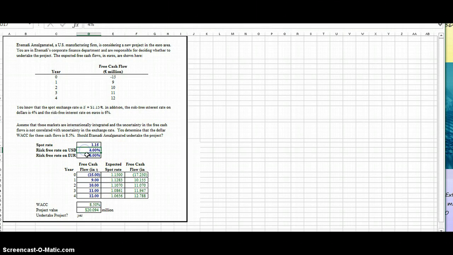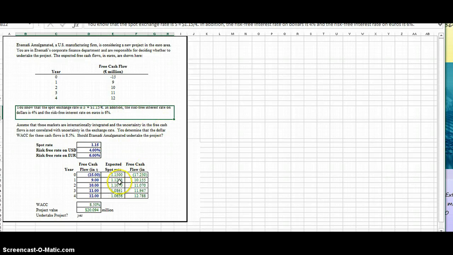You've got your spot rate, your risk-free rate for dollars, risk-free rates for euros. Then you've got your cash flows lined up. This is just the same information that was up here, just getting it all in a table so that it's neat and ready. And so we need to calculate the expected spot rates. We've got the expected spot rate for year 0. That was given to us up here. And we need to calculate the expected spot rates for the future periods.